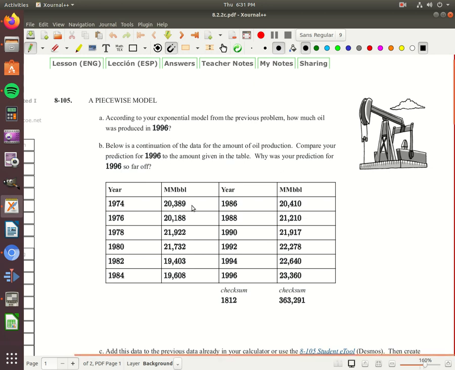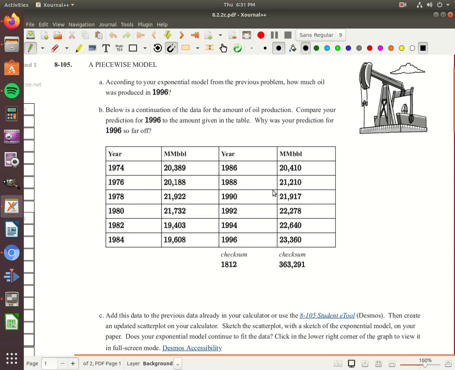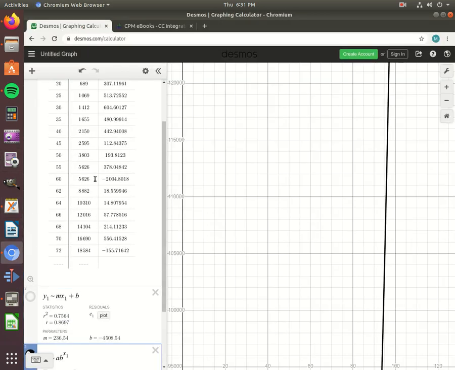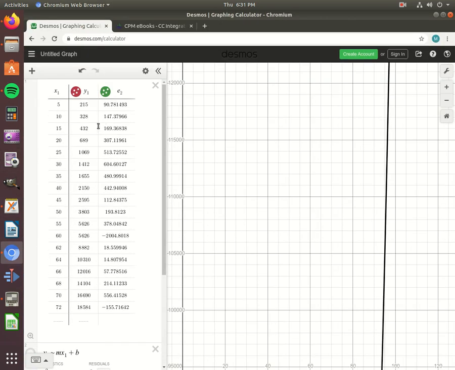You can see from 74 to 96, it didn't really grow that much, not like it grew previously in this table. So I don't know, maybe solar, maybe gas, fuel efficiency. Cars are way more fuel efficient than they were. I don't really believe public transportation is that much more popular, but who knows, maybe I'm wrong. But those can be some of the reasons that our prediction was so far off.